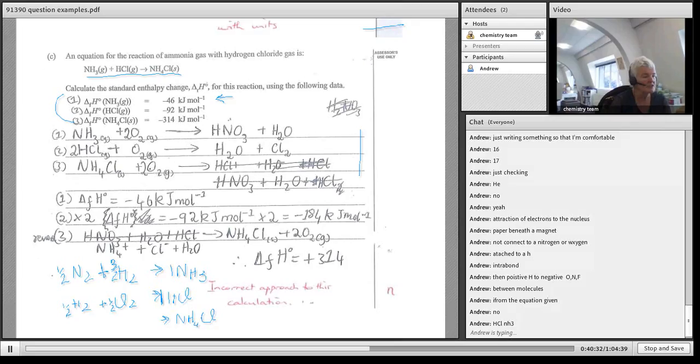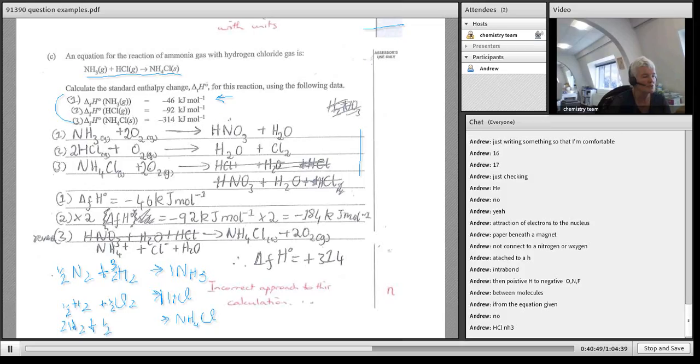So what I've got is I'm going to have 2H2, because I've got 4 hydrogens on the other side. Okay, I'm going to have half of N2, and I'm going to have half of Cl2.